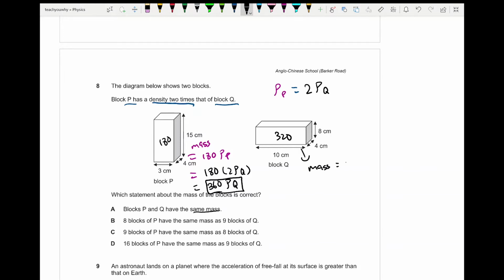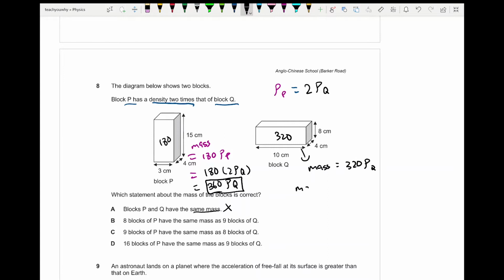Mass is equal to 320 rho Q. So do they have the same mass? No, they do not. So 8 blocks of P have the same mass as 9 blocks of Q. Now, how do we solve this? We need to do some ratio.